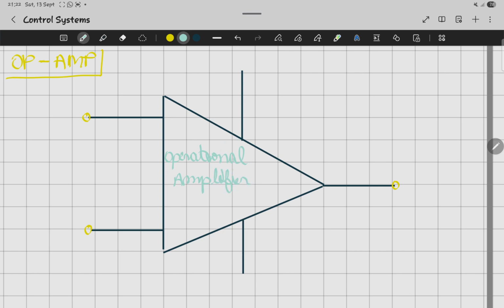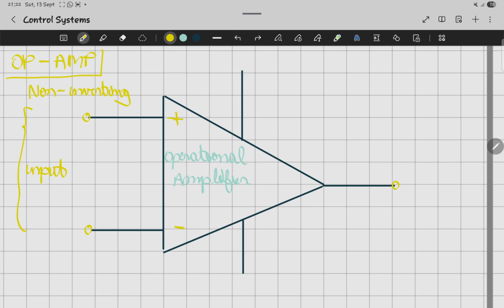So this is what you see, how we present it, and we have the input. So we have a positive input and a negative input. So this is what we see on the input side of the op amp. And then this one, we call it a non-inverting input, the first one.